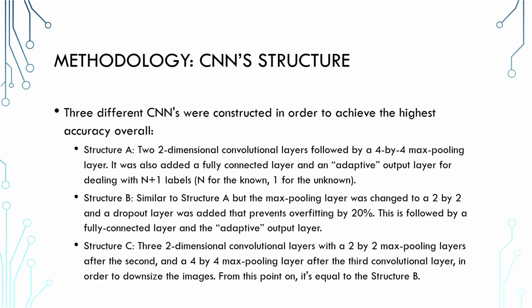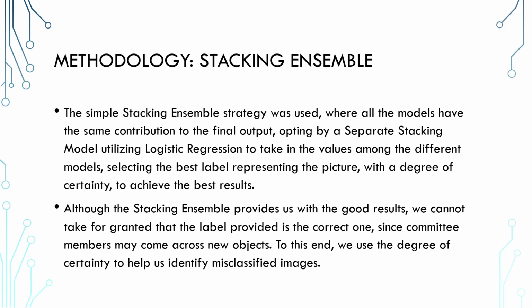The last one has three two-dimensional convolutional layers, with a 2x2 max pooling layer between the second and the third convolutional layer, and a 4x4 max pooling layer after the third convolutional layer. From this point on, it's equal to the second structure. For this work, we use the simple stacking ensemble strategy, where all the models have the same contribution to the final output, opting for a separate stacking model utilizing logistic regression to take in the values among the different models, selecting the best label representing the picture with a degree of certainty to achieve the best results.